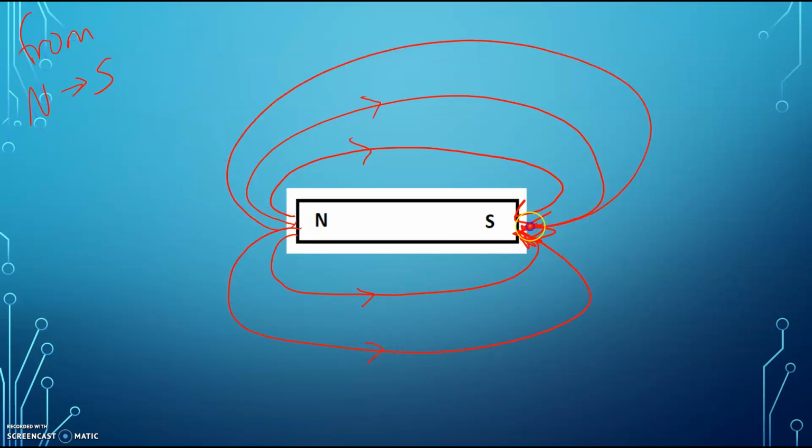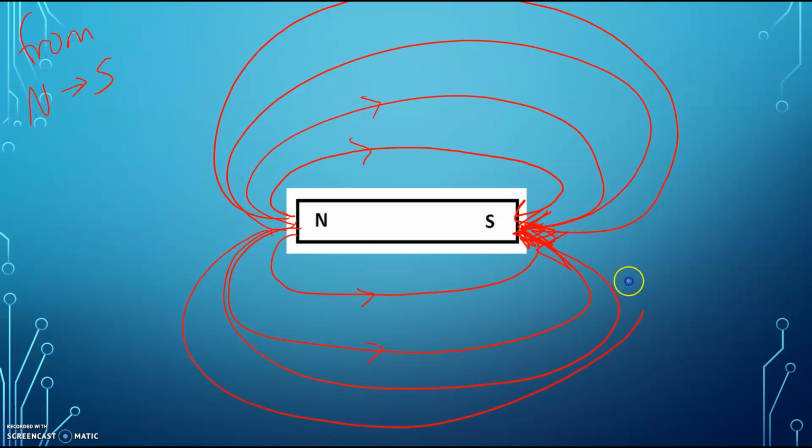So you can add, again, as many of these as you want to. They're going to get messier the longer you go, just because you're going to need more room, right? But you can draw a lot of these. From north to south, magnetic field lines.